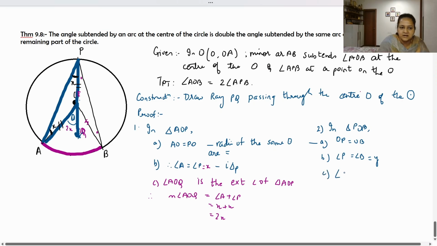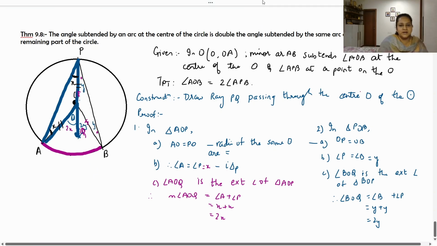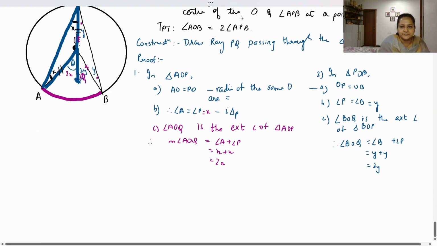Again, we'll say what? Angle BOQ is the exterior angle of triangle BOP. And therefore, BOQ is equal to angle B plus angle P, which is Y plus Y, that is 2Y. I hope you have understood this part. Now, let's look further. Let's look at the third part of the proof.